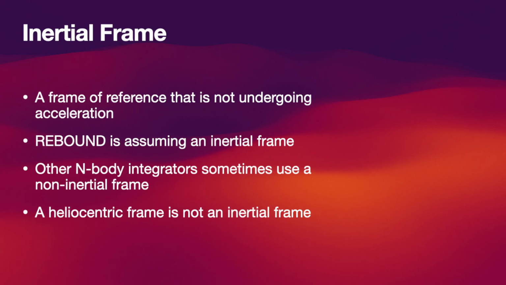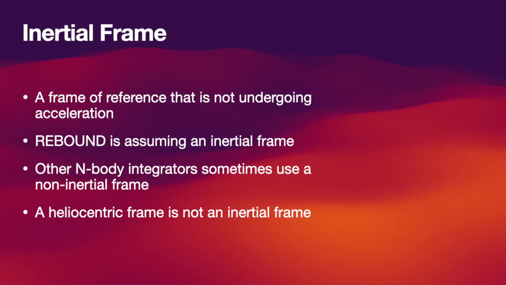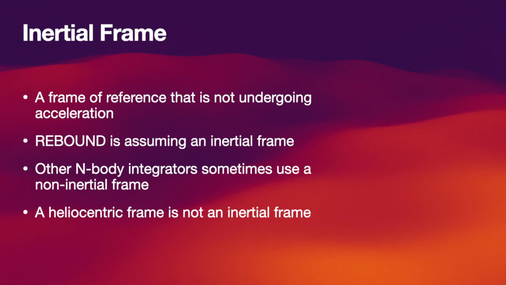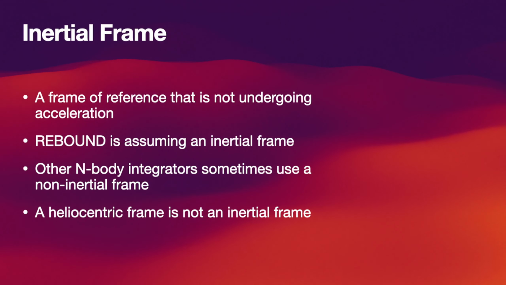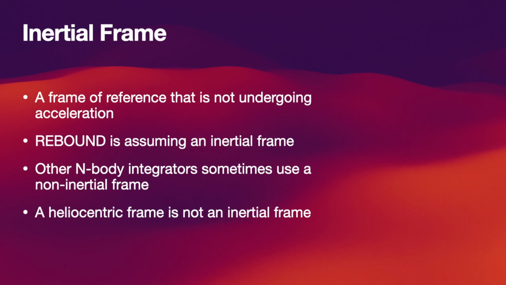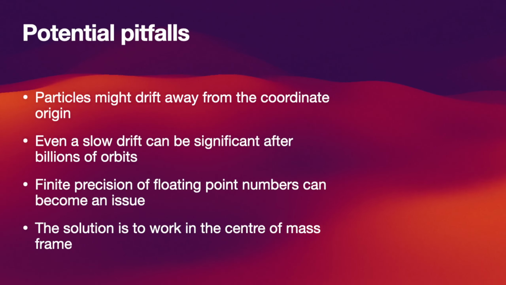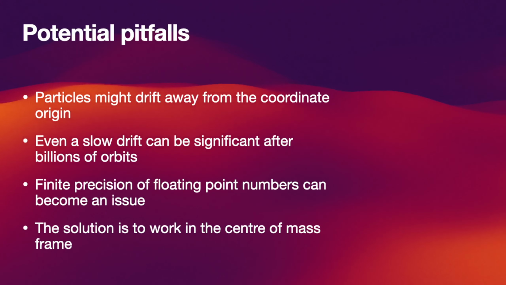Why would one use a non-inertial frame? Well, a heliocentric frame is a natural choice if one's working in the solar system, where one is mostly concerned about the motion of particles around a central object. However, that is somewhat limiting, and rebound is giving you more flexibility by offering you to work in any inertial frame that you wish. However, this inertial frame also comes with some potential pitfalls.